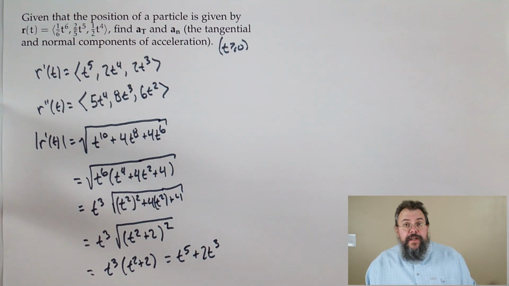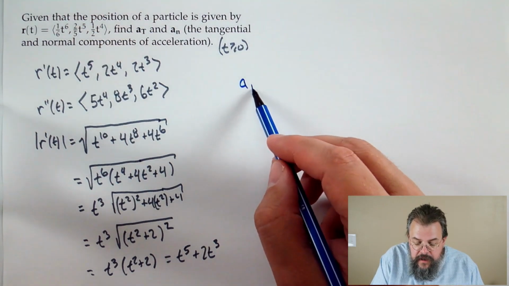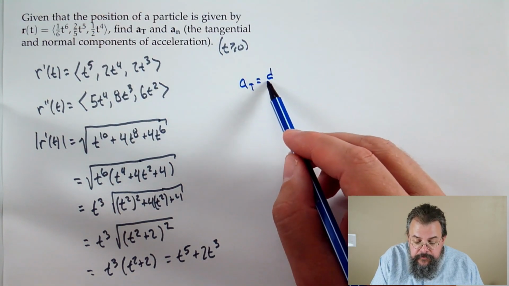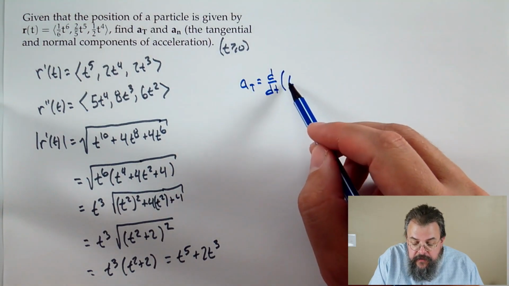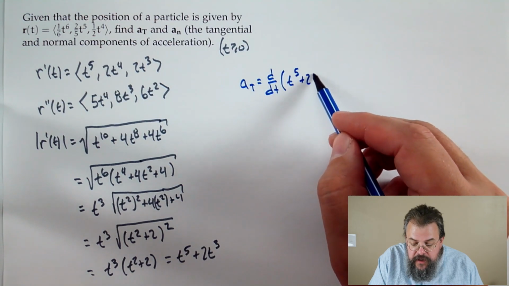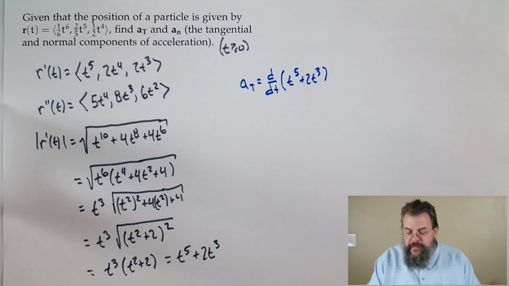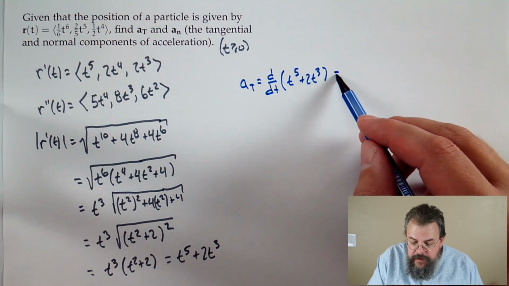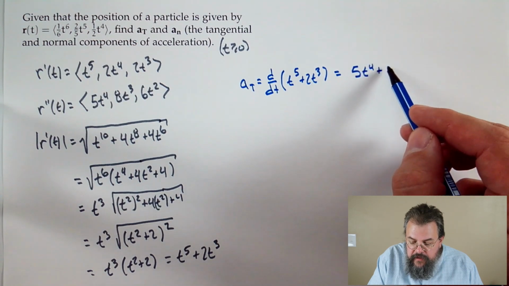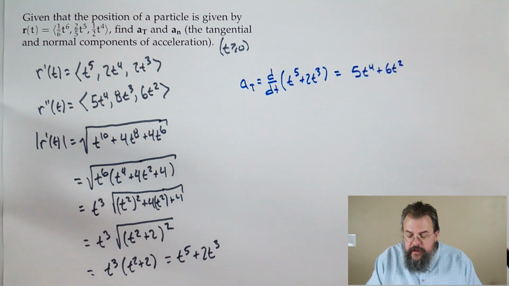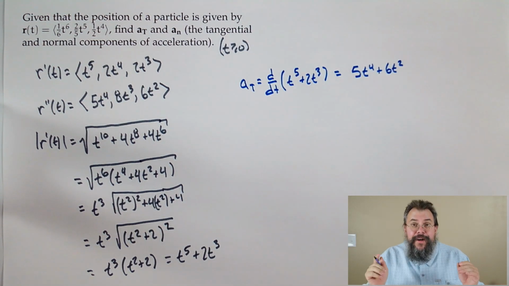We can do a sub t now. So a sub t would be the derivative of t to the 5th plus 2t cubed. In other words, it's the derivative of the magnitude of r prime. Well, that's something we can compute. That's 5t to the 4th plus 6t squared. And now we're like, great, we did it. Okay, what about a sub n?